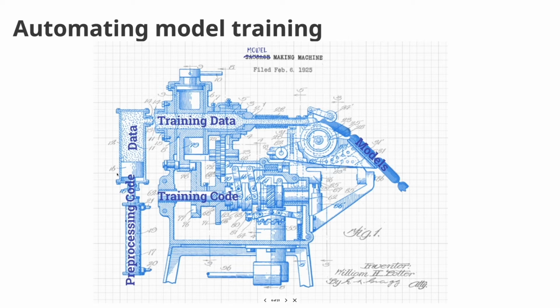So here's my highly technical diagram. Our pre-processing code puts data into our training pipeline. We filter it some way to create the training data. Our training code then pre-processes it and outputs a model. So automating the model training is kind of part of MLOps, which is basically DevOps as applied to machine learning. And there are other facets of MLOps like model monitoring, which I'm not really covering in detail here.